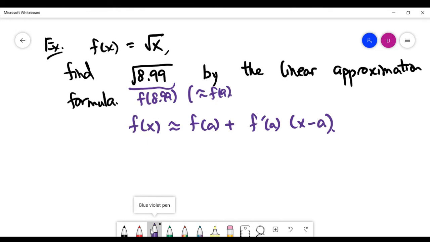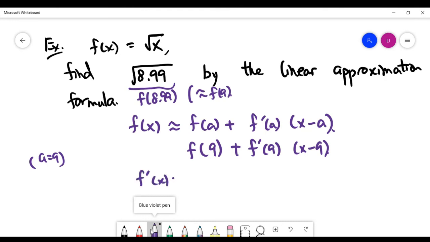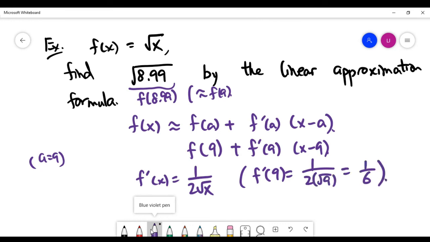So it looks like we can use a to be 9. It means that we can look at the formula on the right hand side as the formula where a is 9. So let's look at this formula together. Now let's find the derivative f prime first. f prime is 1 over 2 times the square root of x, which means that f prime of 9 is 1 over 2 times the square root of 9. So f prime of 9 is 1 over 6, right?